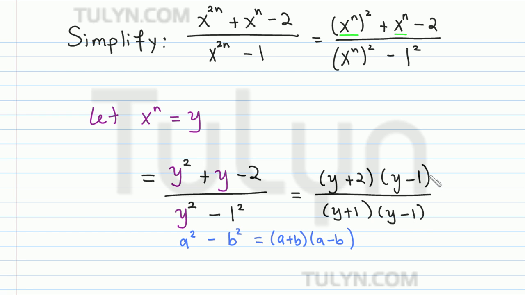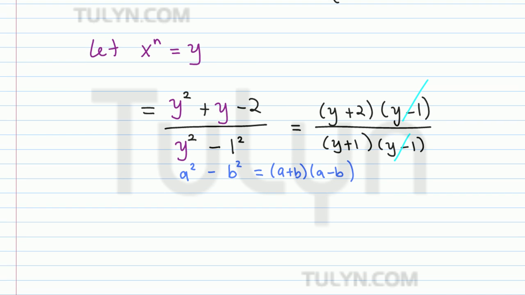And now there's a y minus 1 in the numerator and the denominator. So these two can cancel out. So what we're left with is (y + 2) over (y + 1).